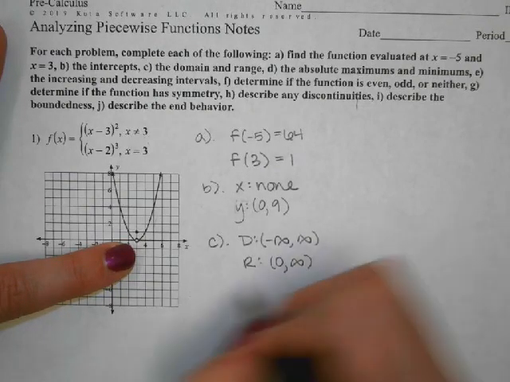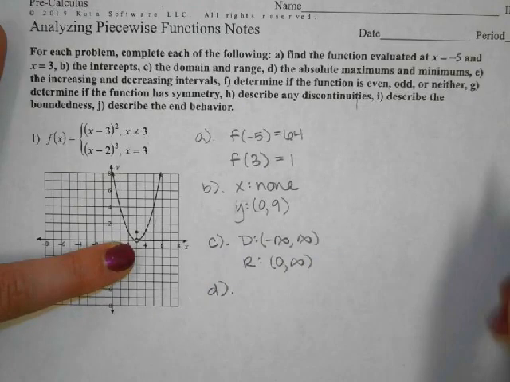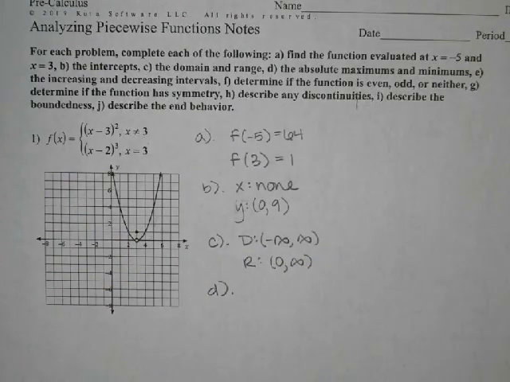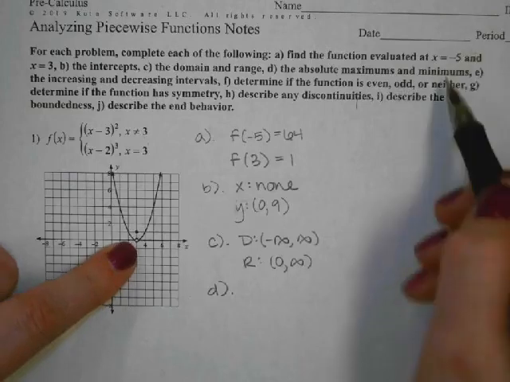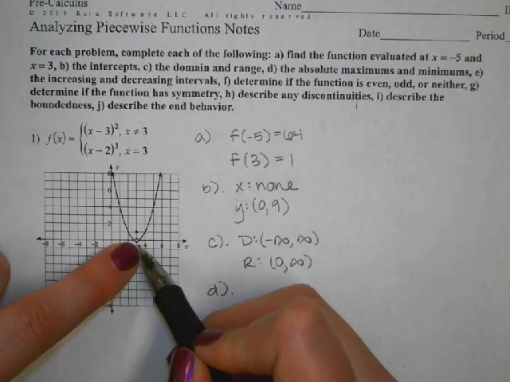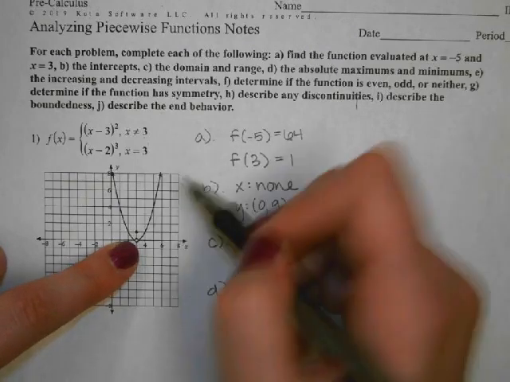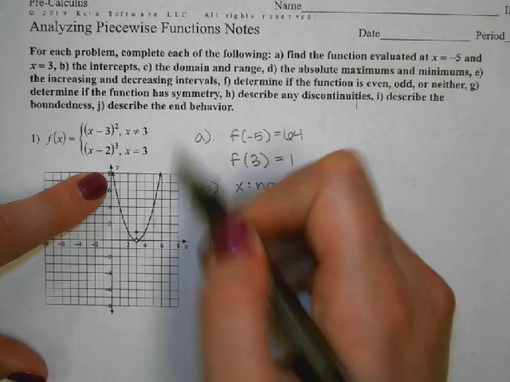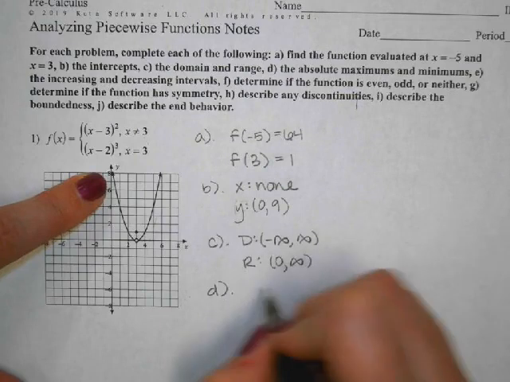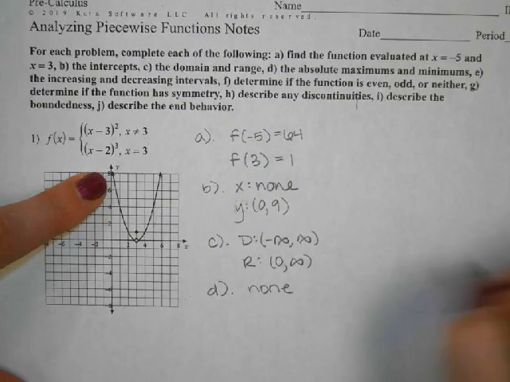All right, for D, we're looking for absolute maximums and minimums, and it looks like the absolute minimum of the graph is right here, but it's a hole, so it doesn't count. And we don't have any absolute maximums because we have the arrows going up forever, so I'm going to say none. No absolute minimums, no absolute maximums.